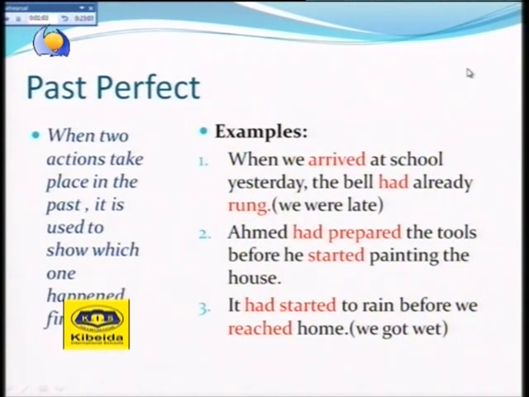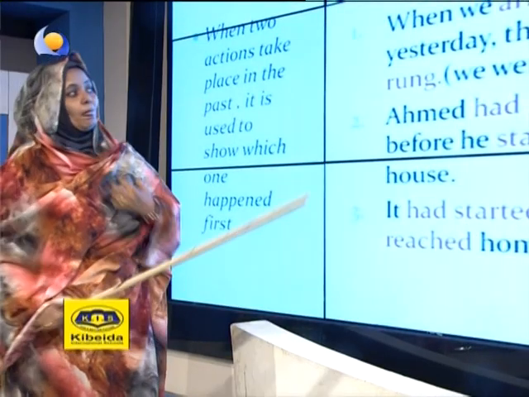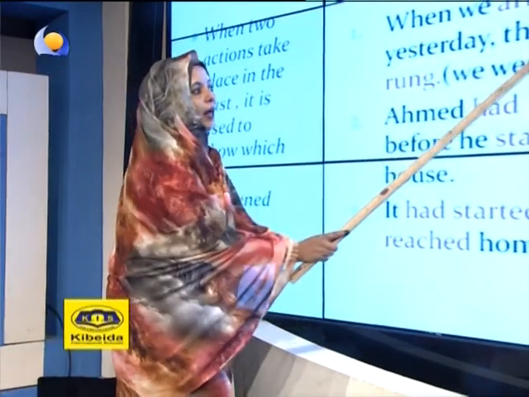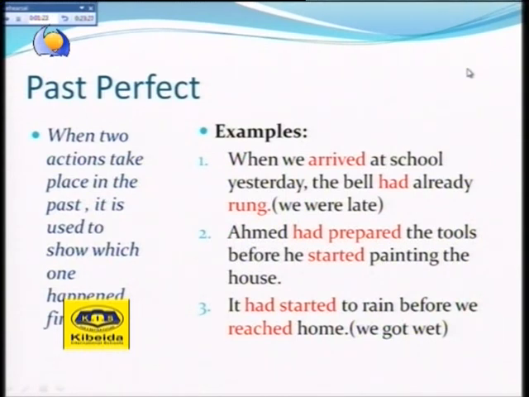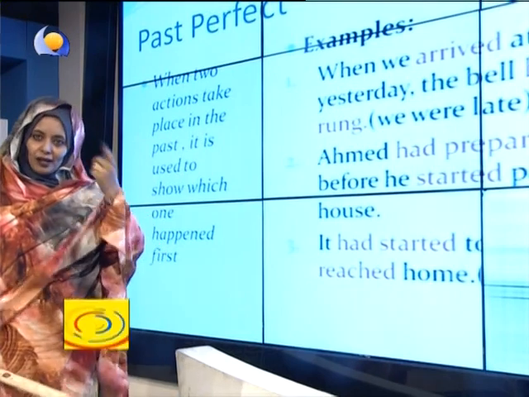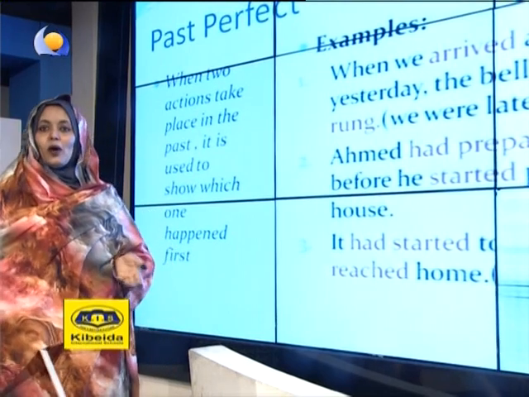For example, when we arrived at school yesterday, the bell had already rung. This means we were late. What does the sentence mean? Which of these two actions happened first? We arrived at school and the bell had rung. From this sentence, the one that is mentioned in the past perfect is the one that took place first. Which of these actions is mentioned in the past perfect? Had rung. So the bell rang and later on we arrived at school. So this means that definitely we were late.